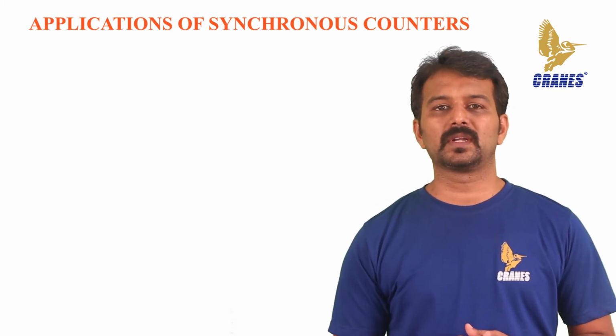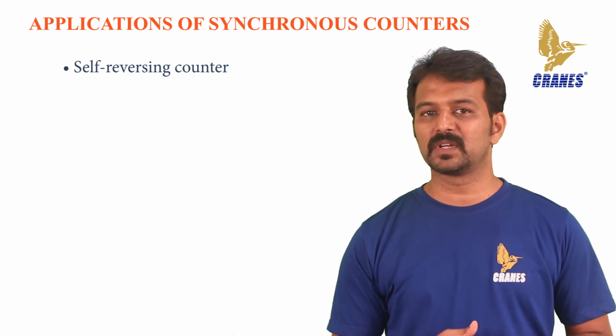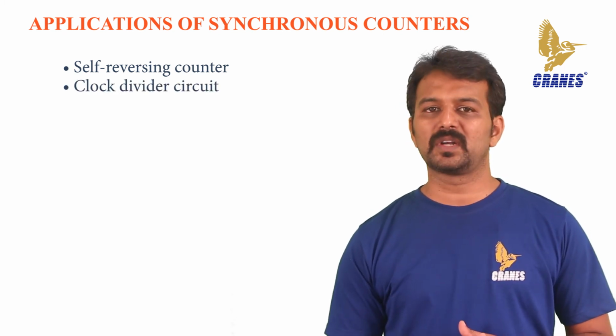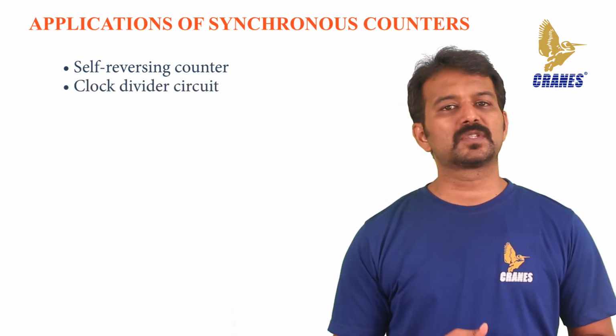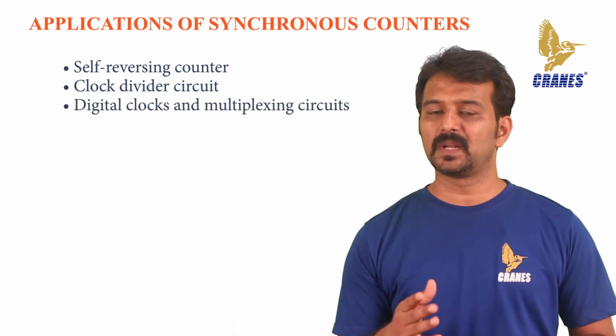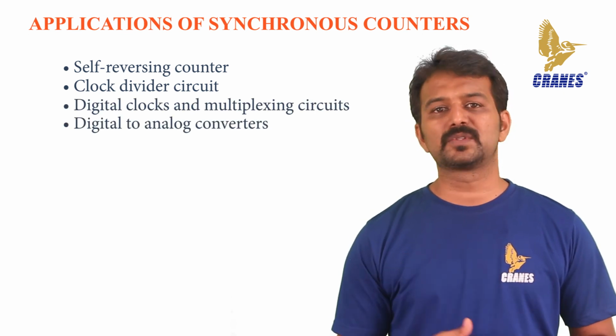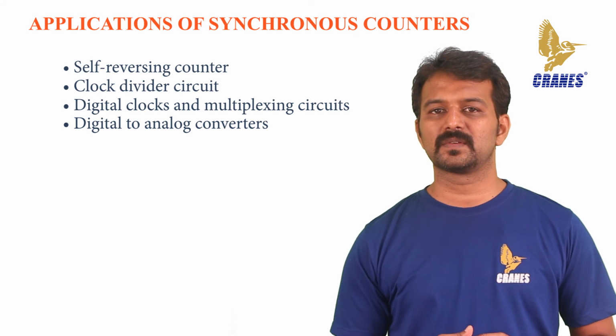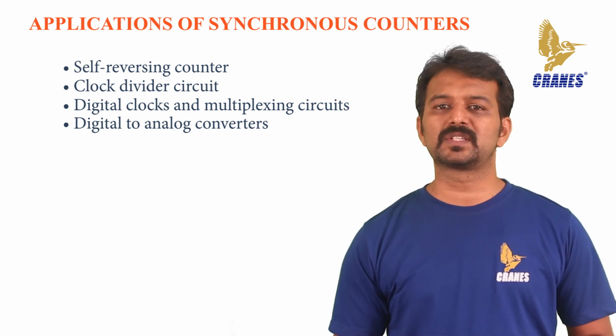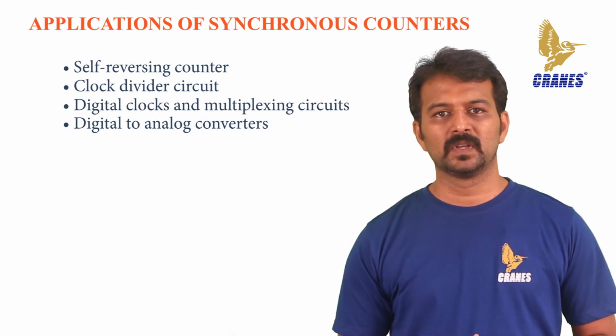The up-down counter can be used as a self-reversing counter. It is also used as a clock divider circuit. It is mostly used in digital clocks and multiplexing circuits. They are used to generate sawtooth waveforms. It is also used in digital to analog converters.